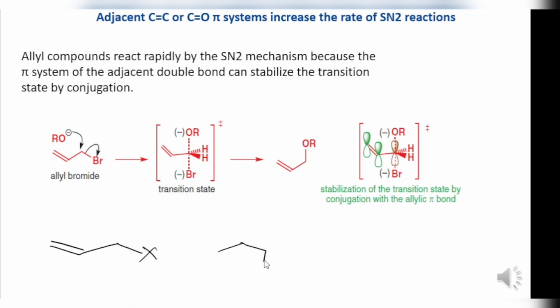The same happens in the case of benzylic also. This statement is valid for a benzylic carbon. This is a phenyl group, and this is a benzyl group. Suppose a halide is attached here; this is a benzyl group. Here also, adjacent like this, you can see that an allylic system is also there.